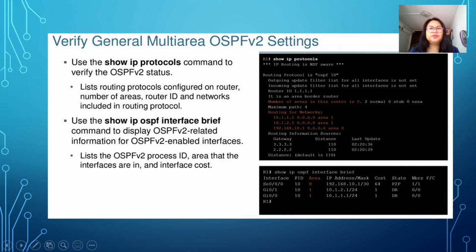In verifying general multi-area OSPF settings, use the show ip protocols command to verify the OSPF status. It lists routing protocols configured on the router, number of areas, router ID, and networks included in the protocol. Use the show ip ospf interface brief command to display OSPF related information for OSPFv2 enabled interfaces. It lists the OSPFv2 process ID, the area that the interfaces are in, and the interface cost.